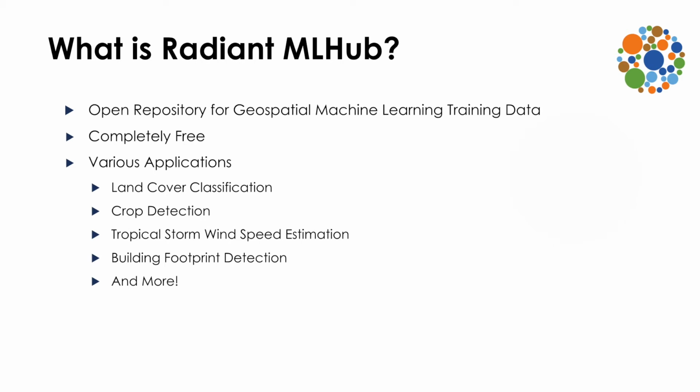Radiant MLHub is an open repository for geospatial machine learning training data. It's completely free. All you have to do is create an account. And we have training datasets for various different applications like land cover classification, crop detection, tropical storm wind speed estimation, building footprint detection, and many more datasets.